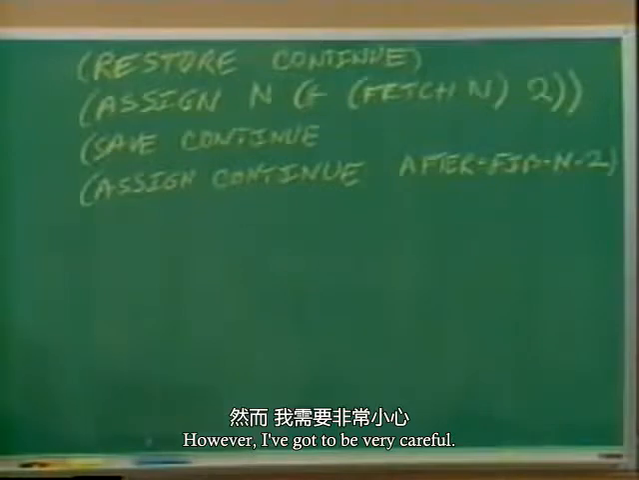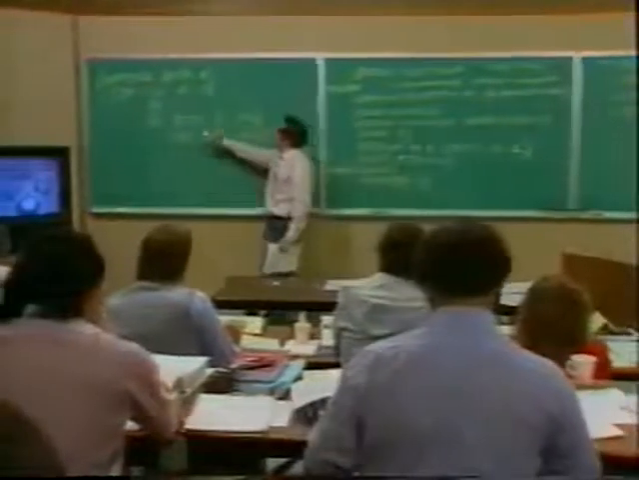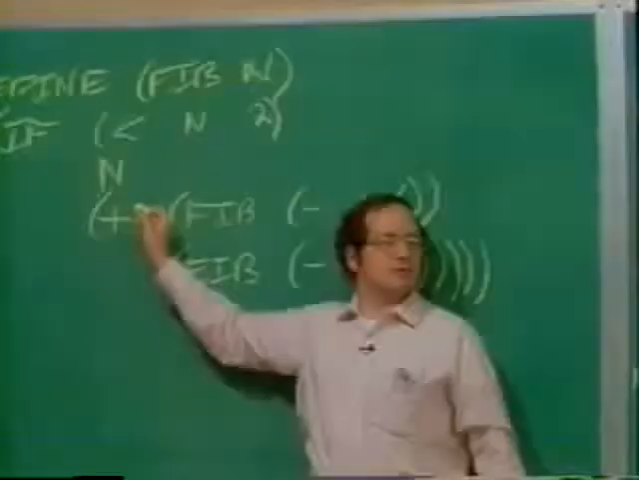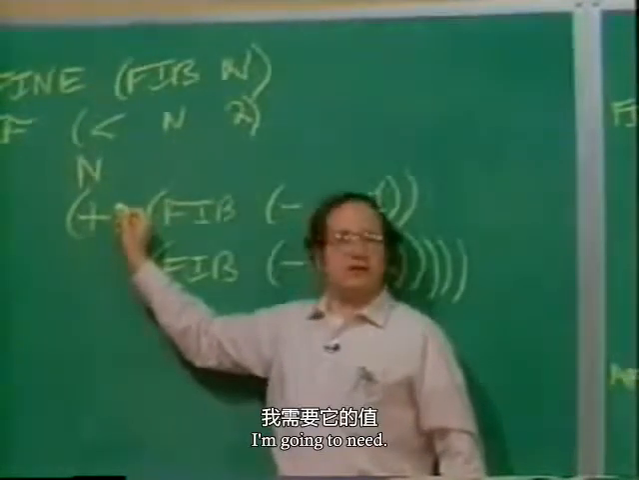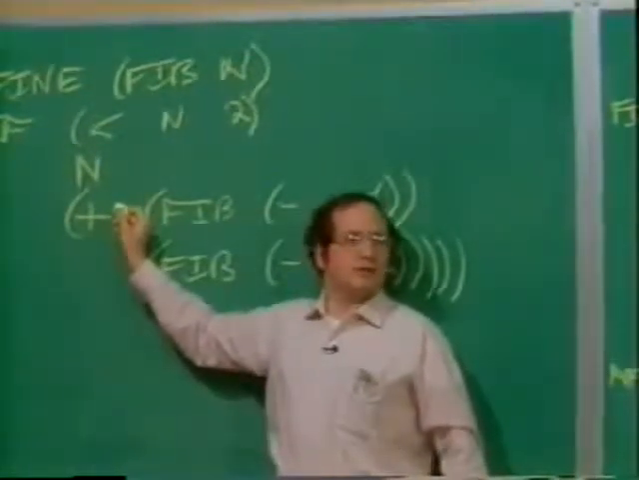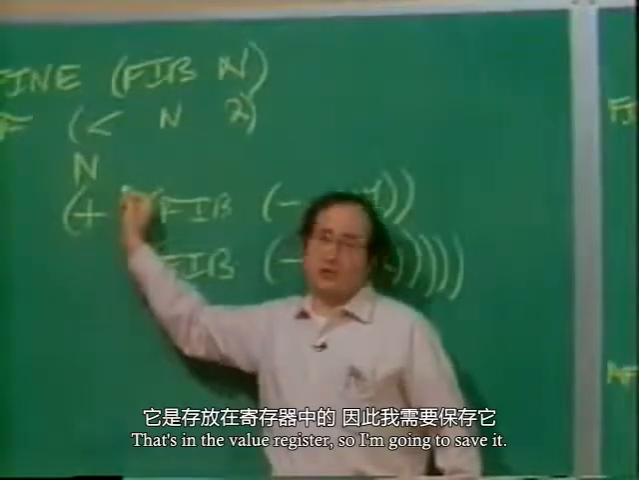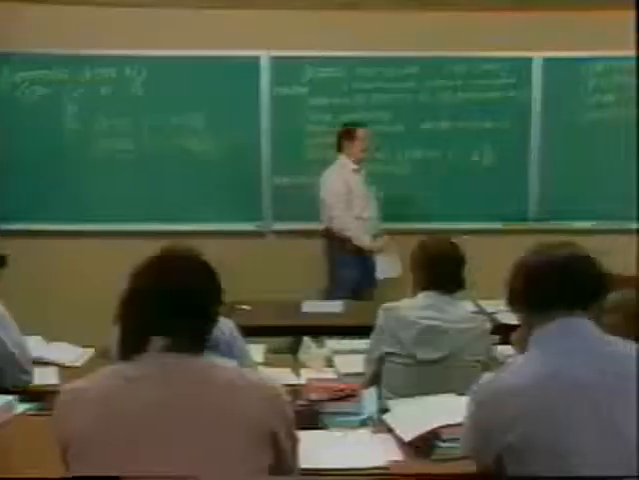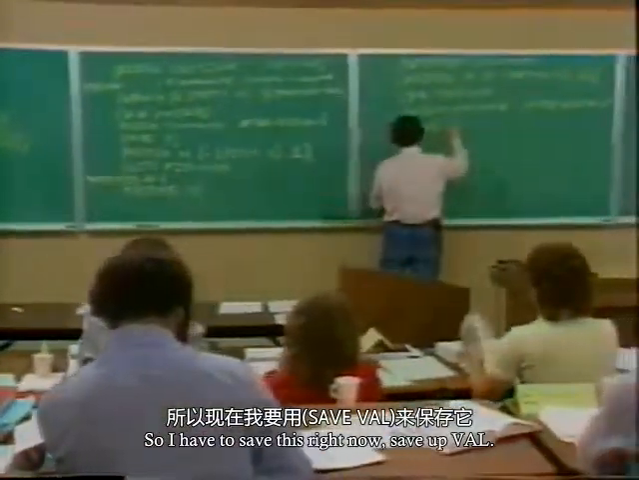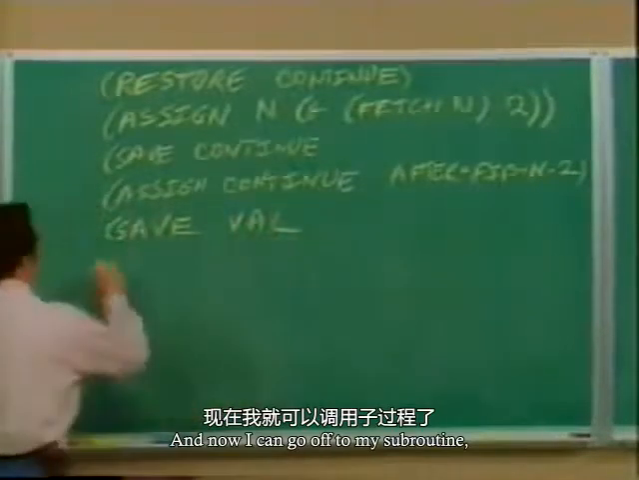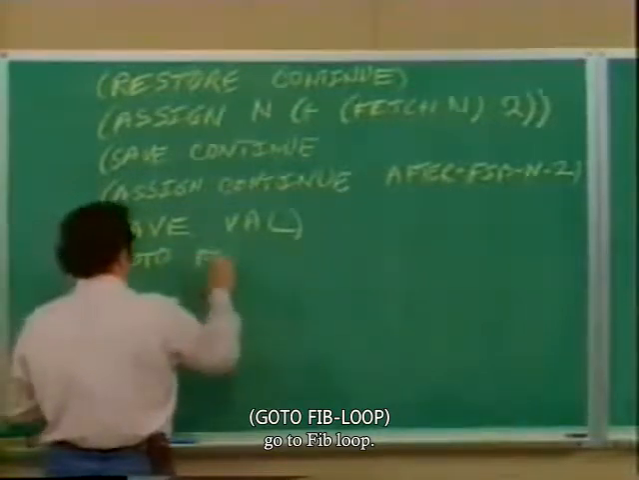However, I got to be very careful. The old value, the value of fib of n minus 1, I'm going to need later. The value of Fibonacci of n minus 1, I'm going to need, and I can't clobber it, because I'm going to have to add it to the value of fib of n minus 2. That's in the value register, so I'm going to save it. Okay? So I have to save this right now. Save up val. And now I can go off to my subroutine. Go to fib loop.